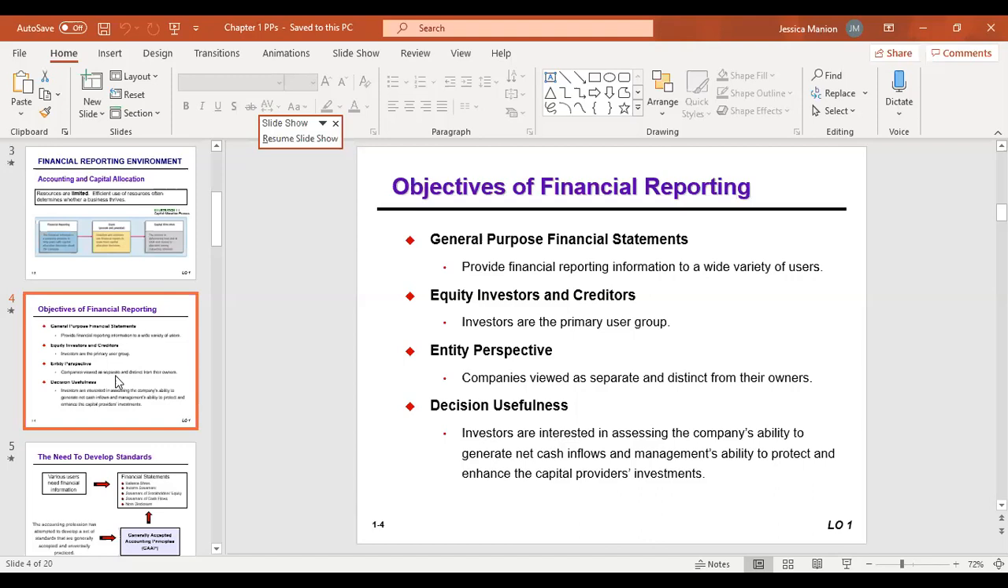And then decision usefulness. Again, financial accounting and reporting is meant to provide the financial information for decision-making purposes. So, investors specifically are interested in a company being able to generate revenues and control costs in a way that they earn a net income and can protect that investment and help grow that investment.